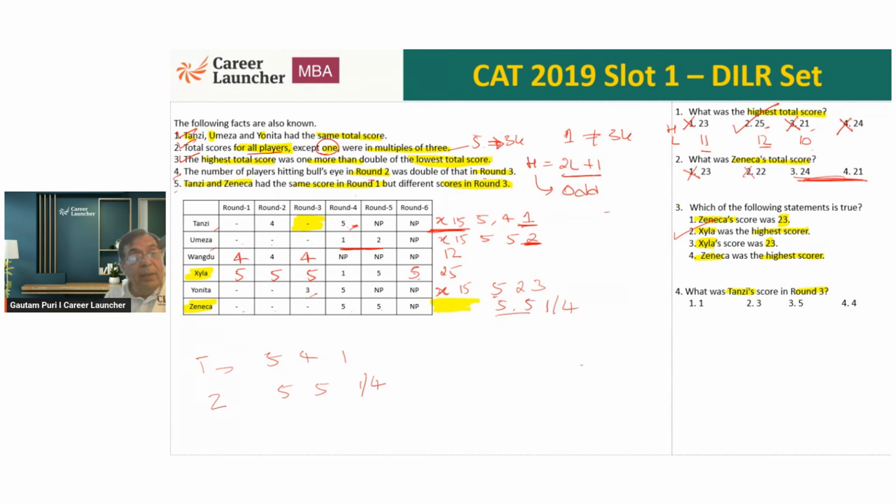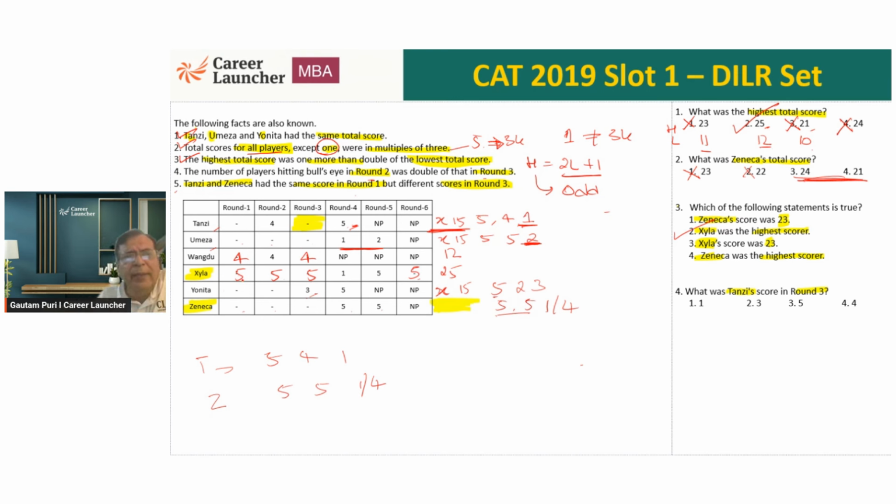Check करके देखें. And दूसरी चीज क्या चेक करनी है? Number of players hitting bullseye in round 2 was double of round 3. Okay. Which one you want to go with? We can go with either of them. Okay, chalo. Let's go with the statement 4 first. Statement 4 को देखते हैं पहले. Number of people hitting bullseye in round 2 is double of round 3.